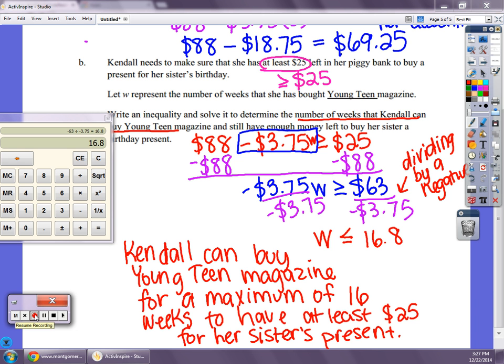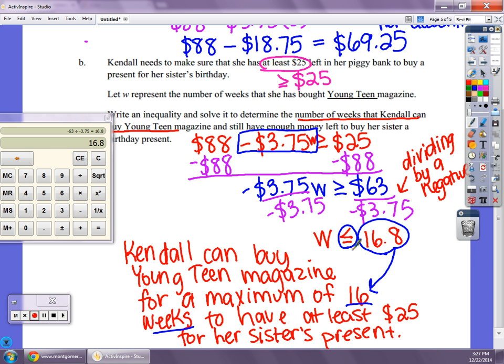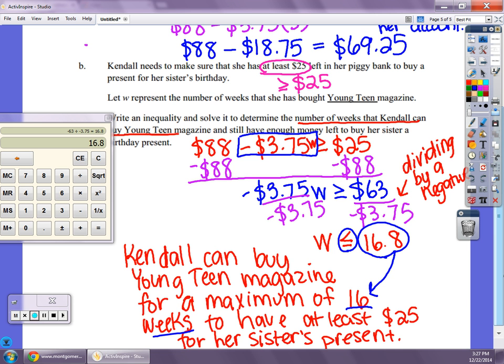What you may have noticed there is I changed our value to 16. I rounded down. Typically when we're dealing with something like weeks, we're going to round because we don't know exactly how many weeks that 16.8 is, and she can't buy a magazine for 0.8 of a week. That doesn't really make any sense. So I did round down to 16. Why round down? Well, we know that our value had to be less than or equal to 16.8. So if we rounded up to 17, that would actually be greater than, and we wouldn't have enough money left for her sister's birthday present. So again, that's our solution. W is less than or equal to 16 weeks.